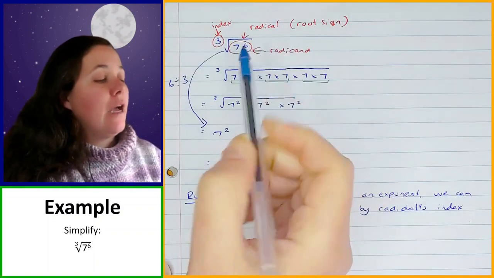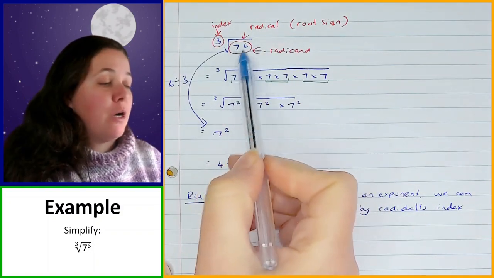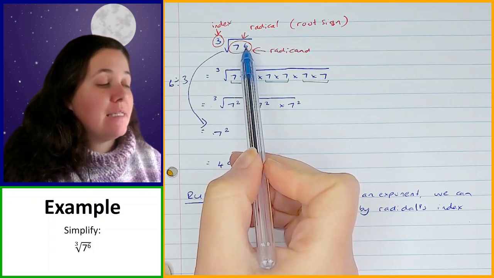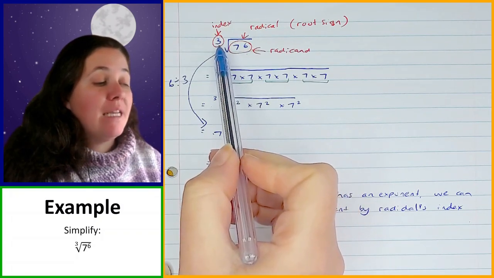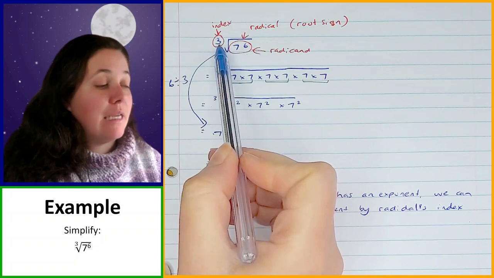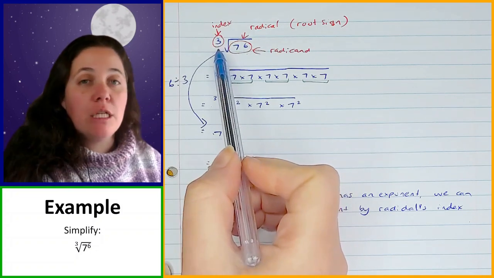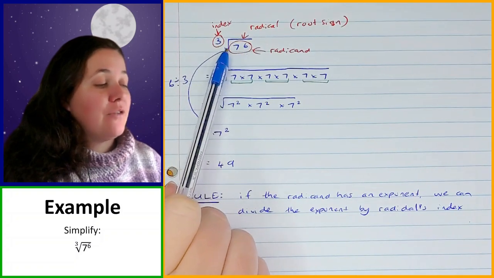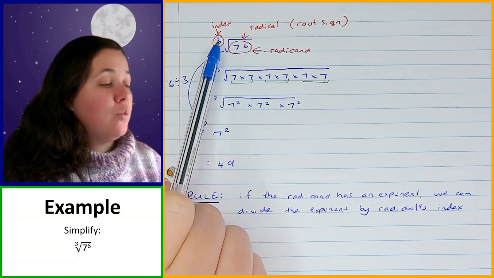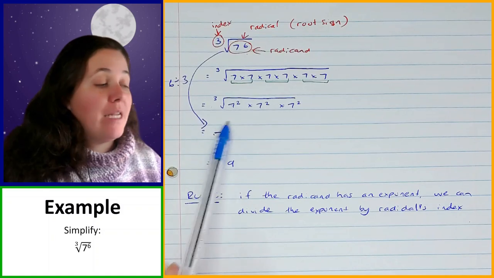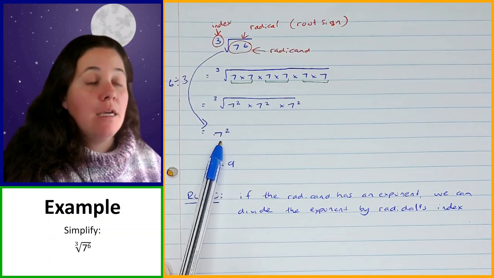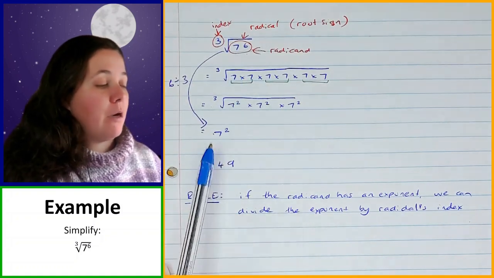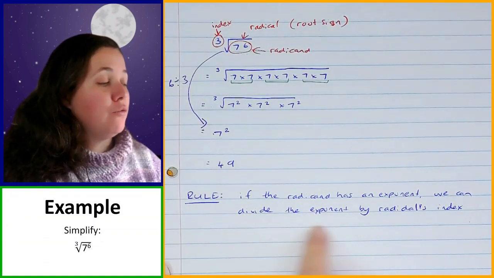Okay, so over here, my radicand was 7 to the power of 6. It has an exponent of 6. And I can divide that 6 by the radical's index. That's the little 3 that I see there, which tells me it's a cube root. So I can take this exponent and divide it by the 3, and that will help me to find out what the root is. So in this case, I'm finding the cube root of 7 to the power of 6. Okay, so this is a rule that we can use.